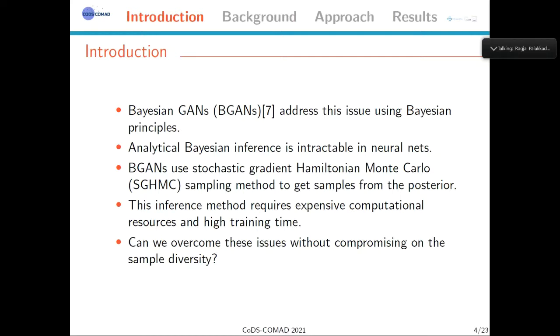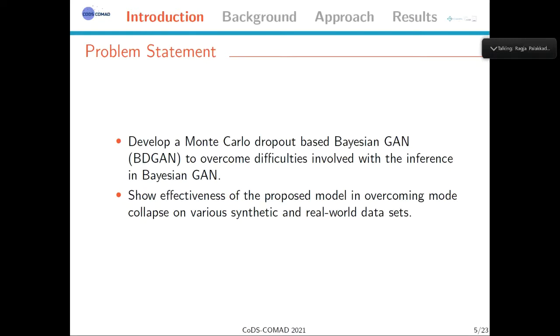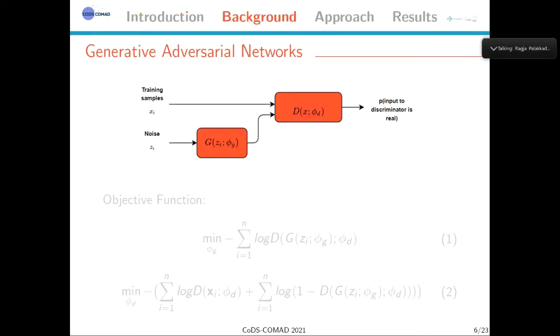The problem is that this inference method requires expensive computational resources and high training time. Can we overcome these issues without compromising on the sample diversity generated by a Bayesian GAN? So, our idea is to develop a Monte Carlo dropout based Bayesian GAN to overcome difficulties involved with the inference in Bayesian GAN with SGHMC inference. And then we show the effectiveness of the proposed method in overcoming mode collapse on various synthetic and real world datasets. Let's come to the background, starting with generative adversarial networks.